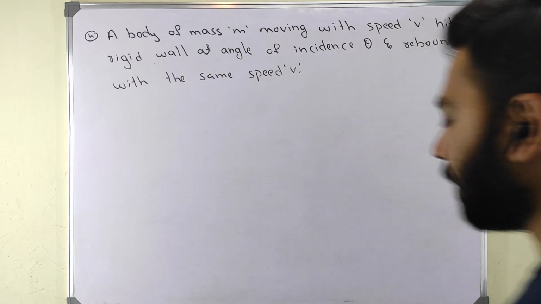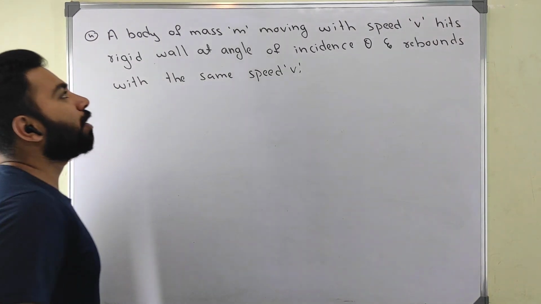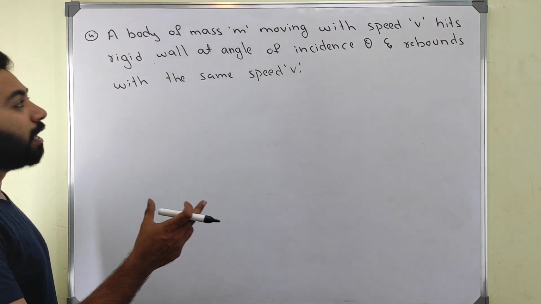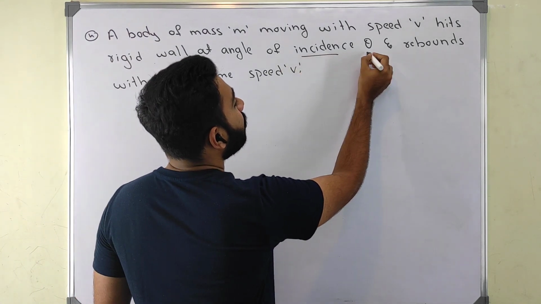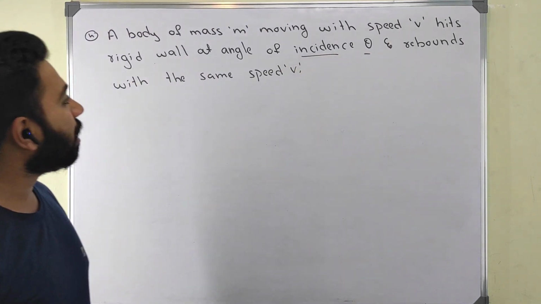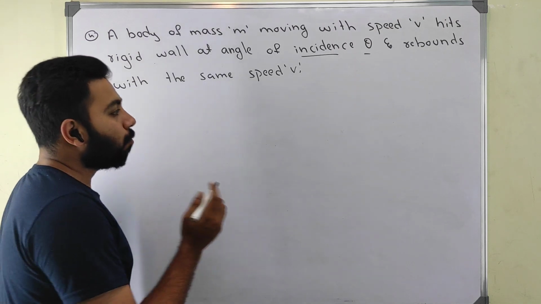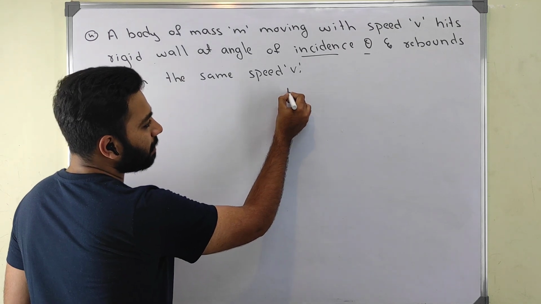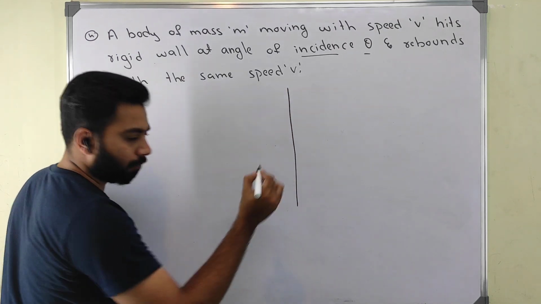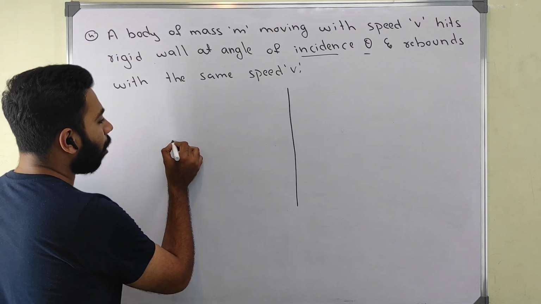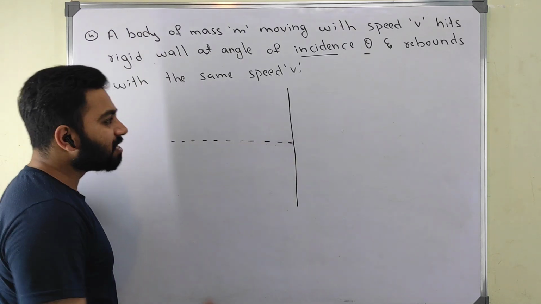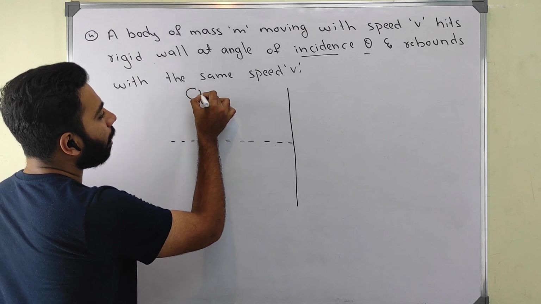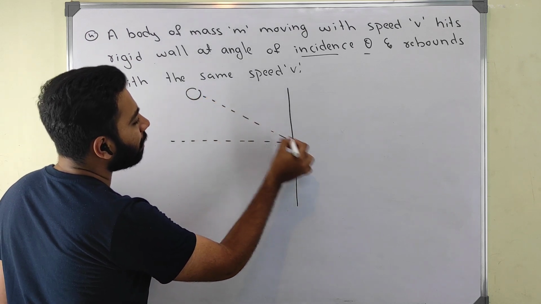Okay, my dear students, see this question. A body of mass m moving with speed v hits a rigid wall at an angle theta, with angle of incidence theta, and rebounds with the same speed. See what they are saying now. They are saying very simple. Okay, you have one wall. Now here is one normal line to the wall. For this normal line, a ball comes and collides like this.